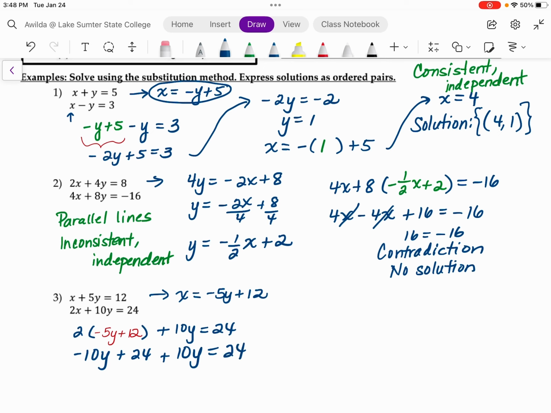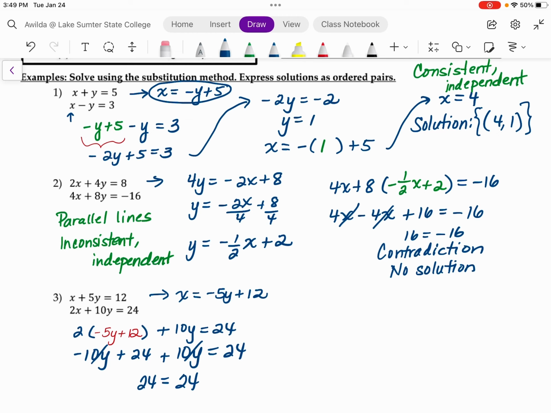Let's combine like terms. On the left-hand side, negative 10y plus 10y is 0. So we're just left with 24 is equal to 24. Once again, our variable has disappeared. However, this is a true statement. 24 always is equal to 24, regardless of our choice for x. That means that there are infinitely many available choices for x, and there are infinitely many solutions.